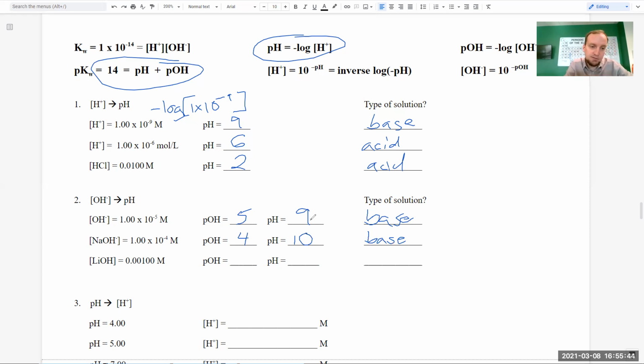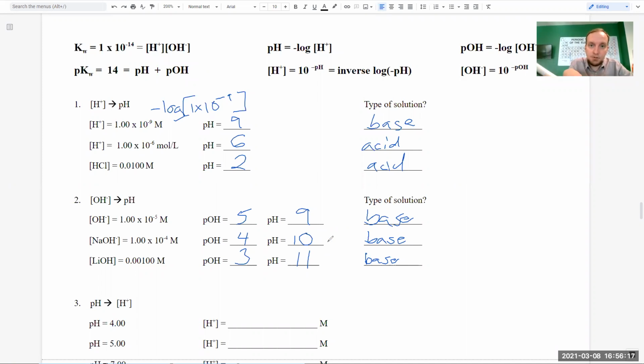The next one, we have lithium hydroxide, negative log of my concentration, 0.00100, close my parentheses, and I get a pOH of 3. That means the pH must be 11 because 3 plus 11 gives me 14. A pH of 11 is a base. Again, this is 10 times less acidic, and this is 100 times less acidic than 9. Again, that is because it is a logarithmic scale.